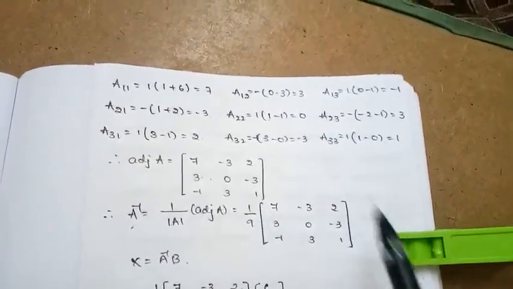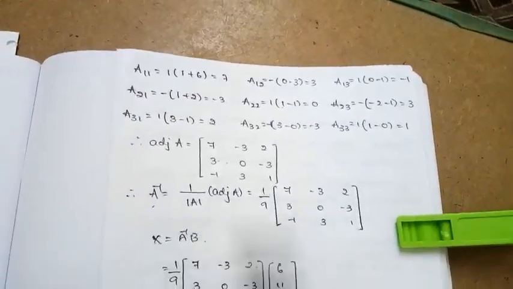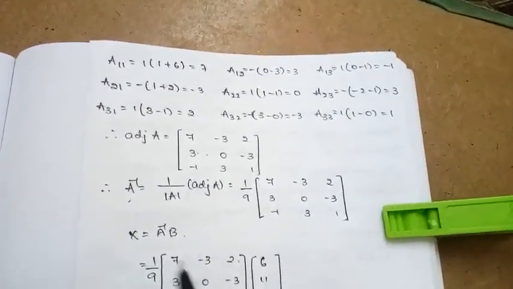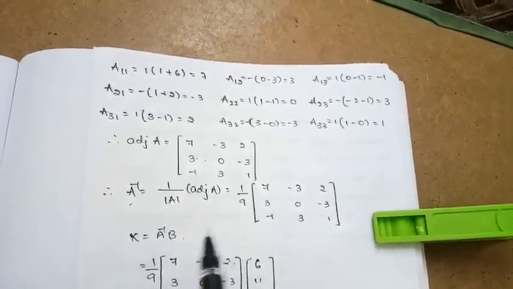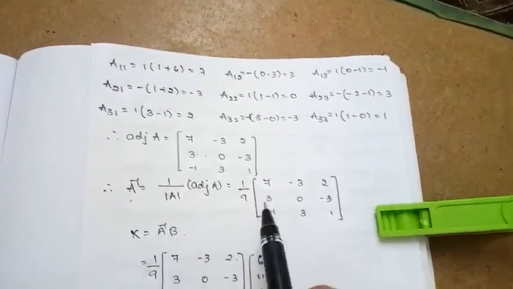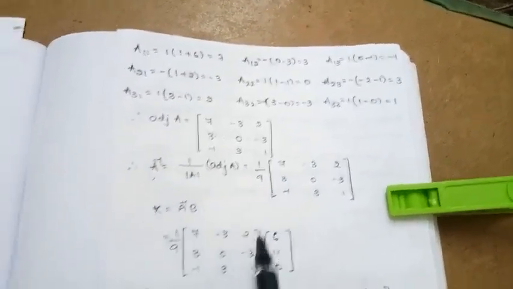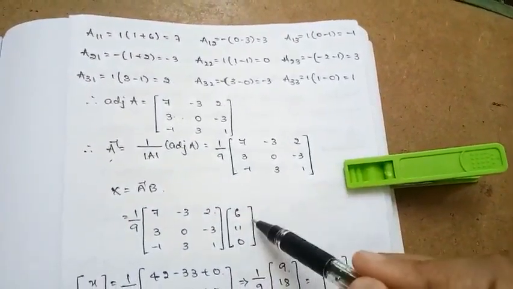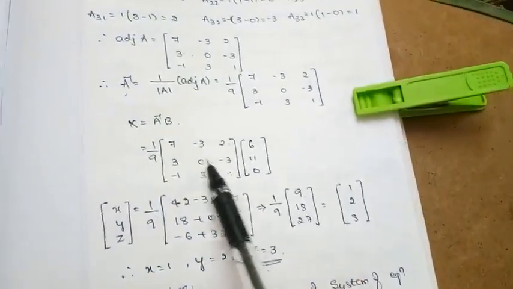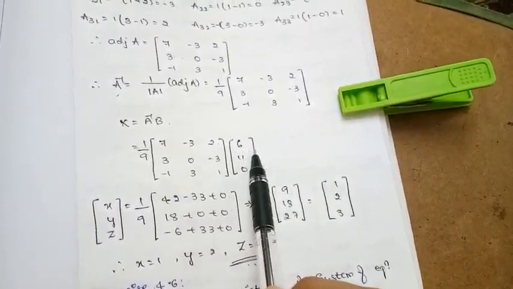I got the matrix of A inverse, and since we need to get the values of x and y, how are we going to find the solution? X is equal to A inverse B, where A inverse is nothing but this one. So I have written A inverse, and B is nothing but 6, 11, 0, which you have already written in the beginning itself. Now you multiply these two matrices.